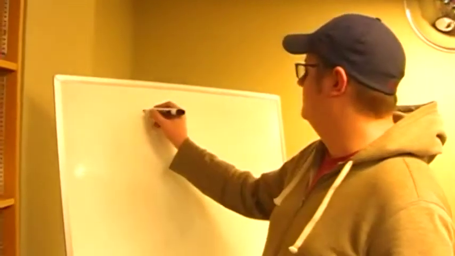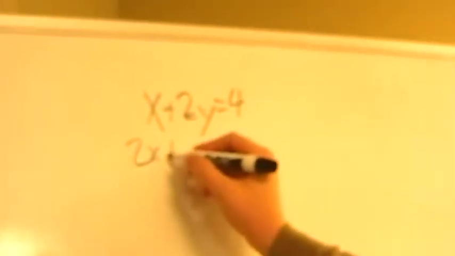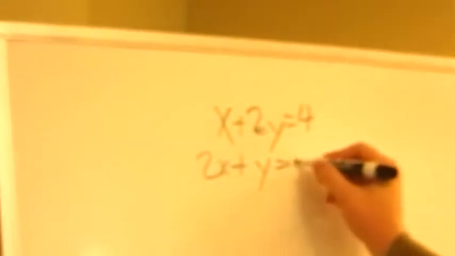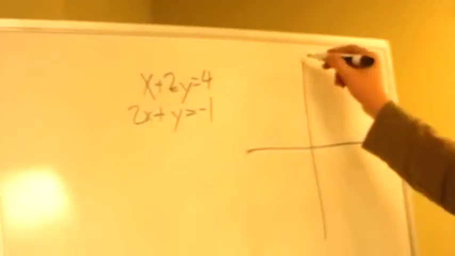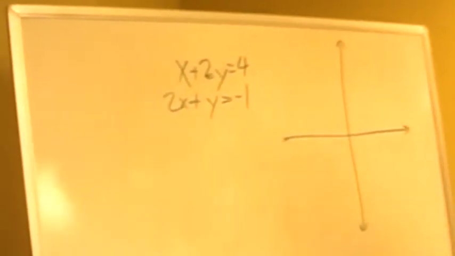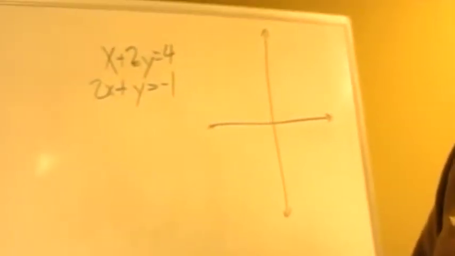So she gives us two linear equations, the first one being x plus 2y equals 4, and the second one being 2x plus y equals negative 1. To solve graphically, she wants us to graph each of these functions, and to see where they intersect is the point in which x and y can be the same for both equations, and they'll work out.